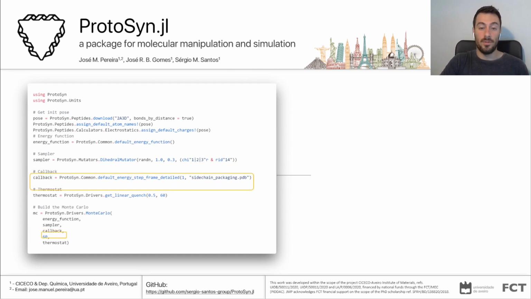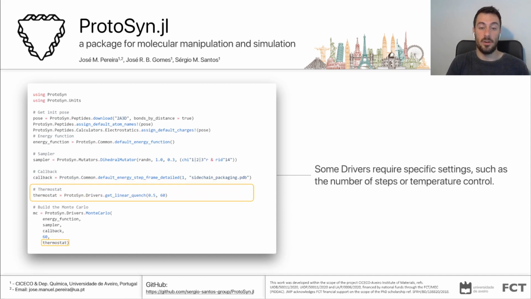We also need to define the total number of steps and a thermostat. This is a particularity of Monte Carlo drivers. It essentially dictates the likelihood of accepting less favorable conformations. We'll just use a linear temperature quench for this simulation.